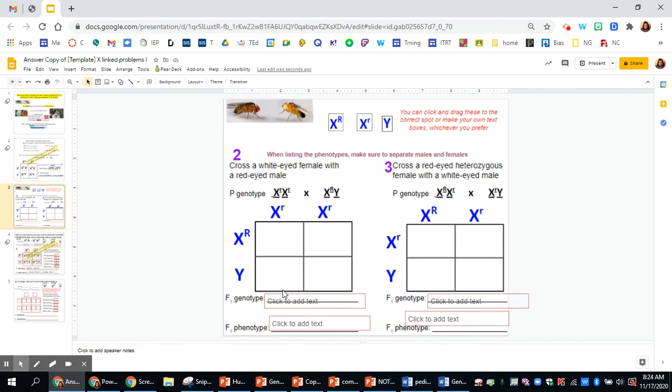Okay, we're now ready to look at X-linked traits. Remember, these are different in males and females because females will have two copies and males will have one. It tells you in the practice that in fruit flies, red is dominant to white. So that's why we have a capital and lowercase. And we're crossing a white-eyed female with a red-eyed male.